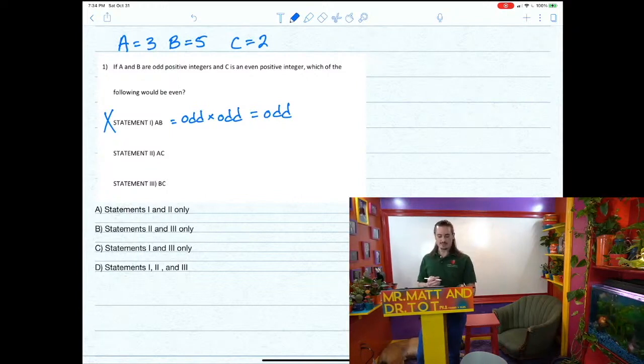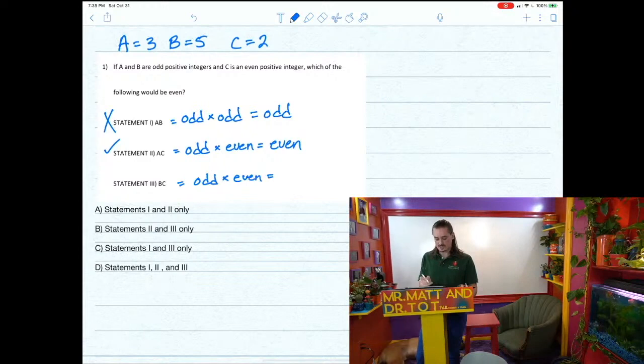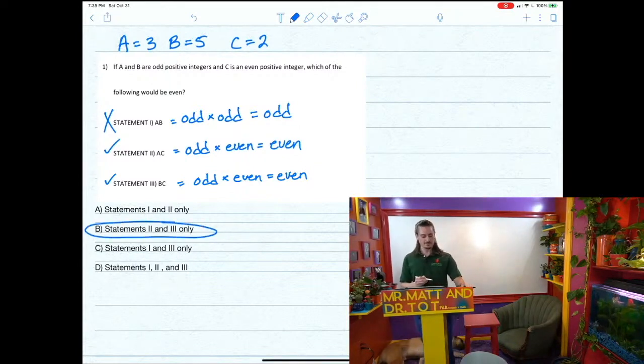Statement 2, A times C. Well, A has to be odd and C has to be even. Any odd times any even will always produce an even result. So statement 2 is true. Statement 3 says B times C. Well, B has to be odd and C again has to be even. So that's going to produce the same result as statement 2, which is an even output. And so statements 2 and 3 are true, and your answer here would be B.